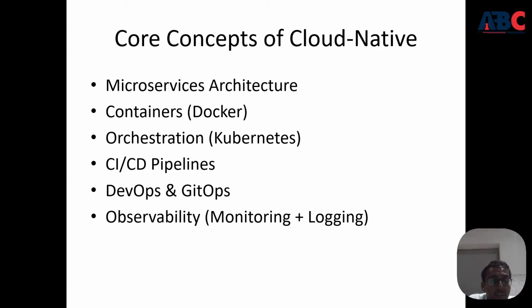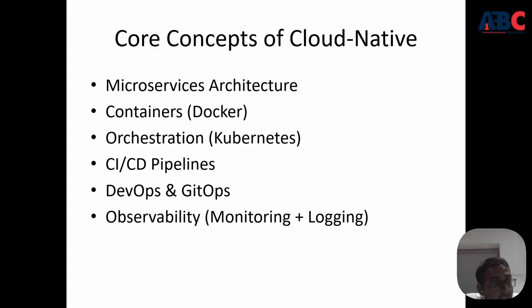Now, the next slide is about core concepts of cloud native. So let's look at the functional building blocks. First one is microservices architecture. That is, it breaks applications into small manageable services that communicate via APIs. Amazon transitioned from a monolithic architecture to microservices to scale globally.